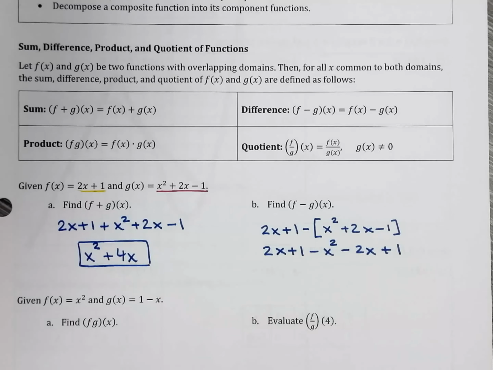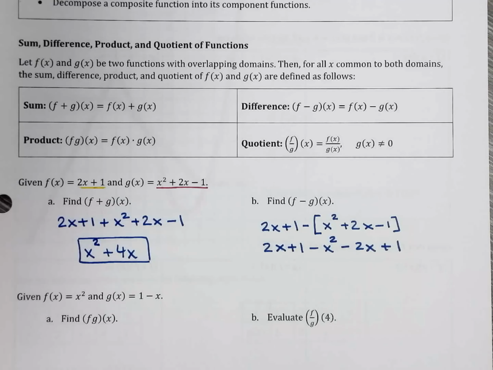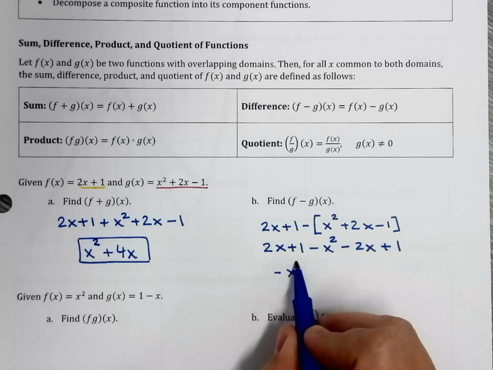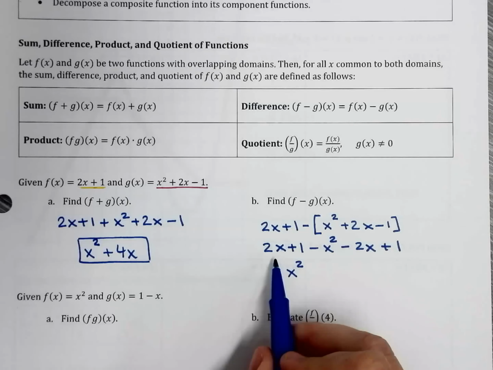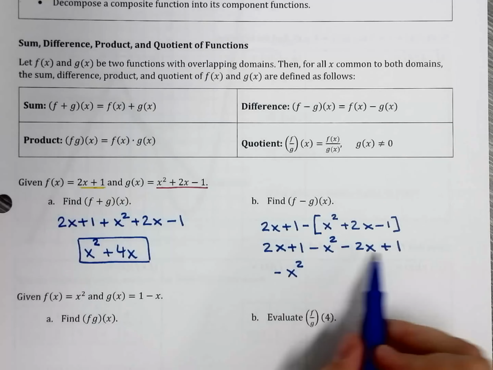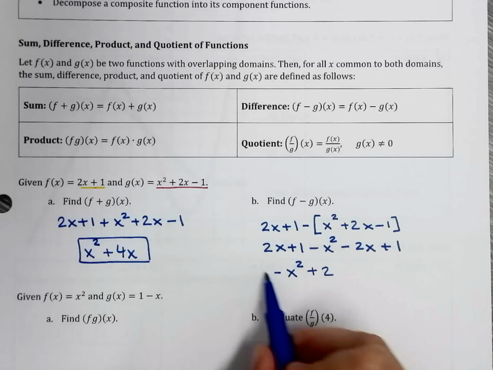And you're going to combine like terms and put that in standard form. So the highest degree right there, negative x squared. You're going to combine. So I have 2x minus 2x is 0. 1 plus 1, 2.